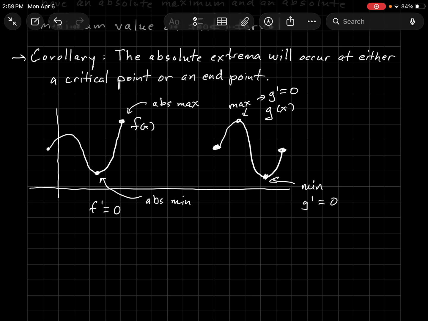Now, why can't it occur when, say, f prime equals 2? Why can't I have an extreme value, an absolute extrema, when f prime is 2? So right about there, I would say f prime is maybe 2. Seems reasonable. Notice that right around it, though, there is a value that's higher than that, and also a value that's lower. So convince yourself that this corollary must be true. That is, absolute extrema will occur only at critical points or endpoints.